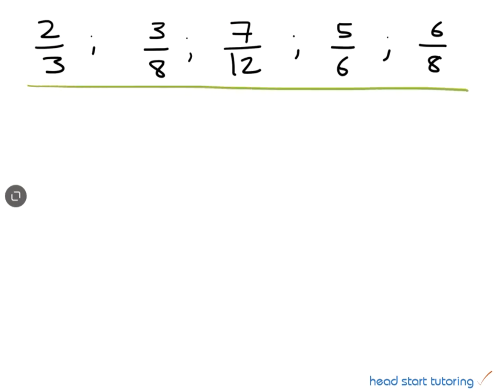We are now going to have a look at exactly the same fractions, and now we are going to use decimals to order or compare these fractions instead of finding our common denominator. So again, we are going to order them in descending order, so from biggest to smallest. And what we are going to do is convert each of our fractions into a decimal.